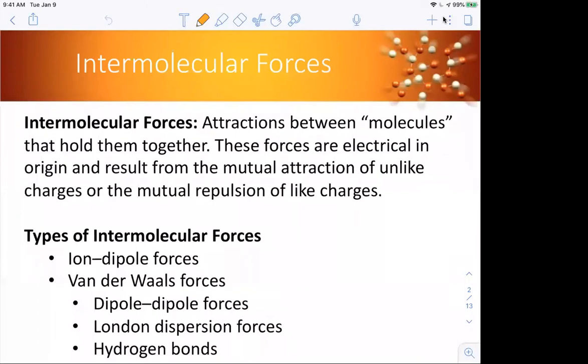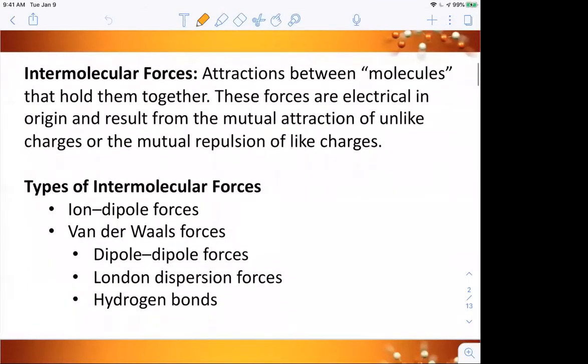Covalent bonds and ionic bonds are actually considered to be intramolecular forces, and they are much, much stronger in general than any of the intermolecular forces that we're going to talk about. So we are going to talk about several types of intermolecular forces.